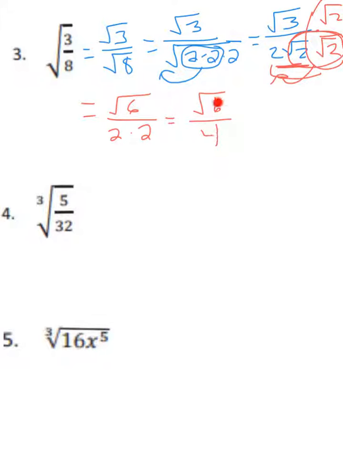So don't go trying to take a 2 out of both of these. This one has a radical over it. This has nothing. Your answer is left exactly this way. That's the final answer. And notice, no radical in the bottom. Okay, the denominator's been cleaned up.